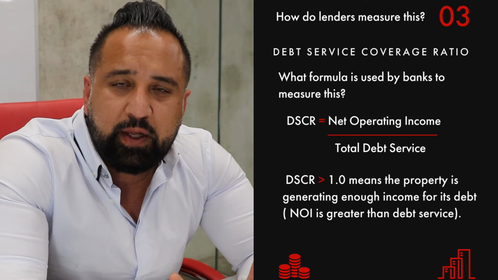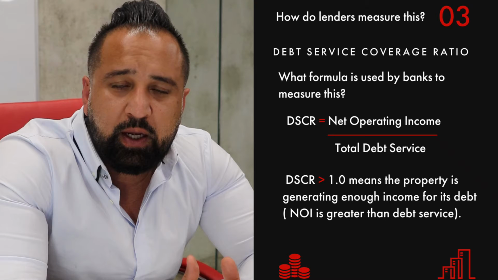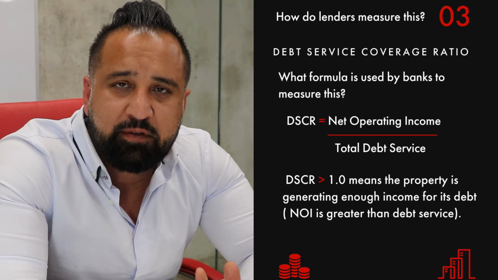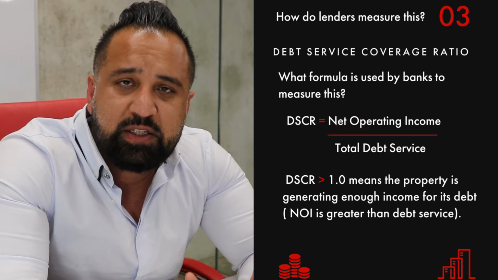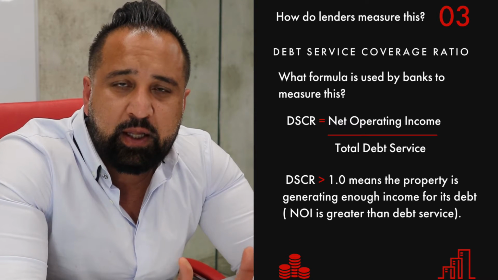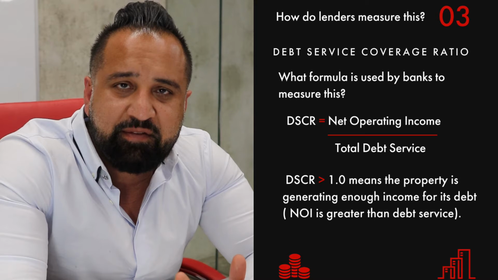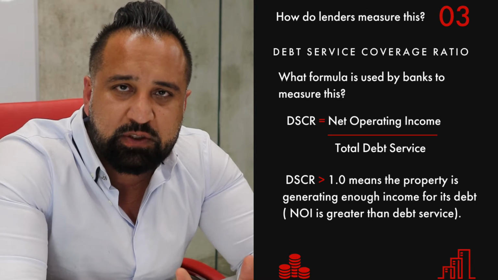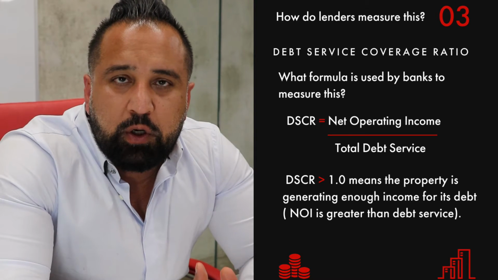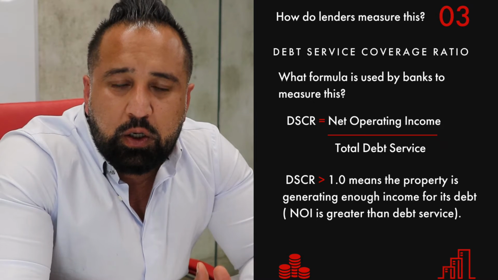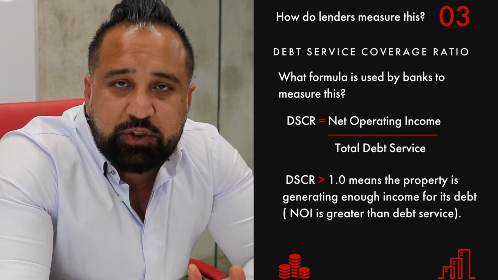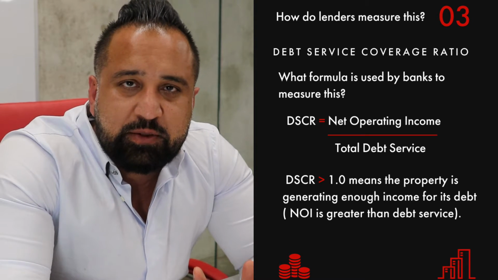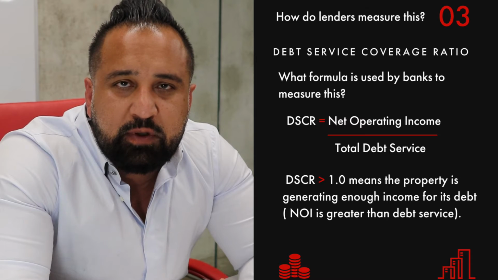So how do lenders or banks measure this? This is called debt service coverage ratio, DSCR. The formula that is used to calculate this is the net operating income divided by the total debt service. What the bank is looking for is your DSCR needs to be more than 1.0, which in simpler terms basically means your net operating income has to be more than the total debt service.